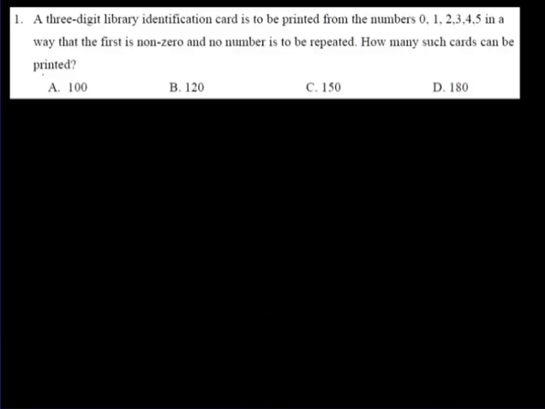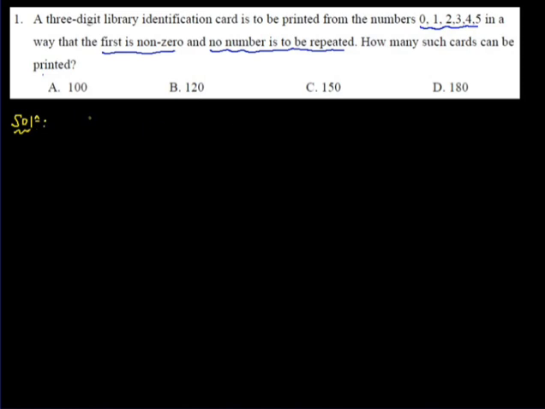The first question is, a 3-digit library identification card is to be printed from numbers 0 up to 5 in a way that the first digit is non-zero and no number is to be repeated. So using this information, how many cards can be prepared by making the first digit non-zero and not repeating any digits from 0 up to 5? Here I will show you two different ways of finding the answer for this problem.